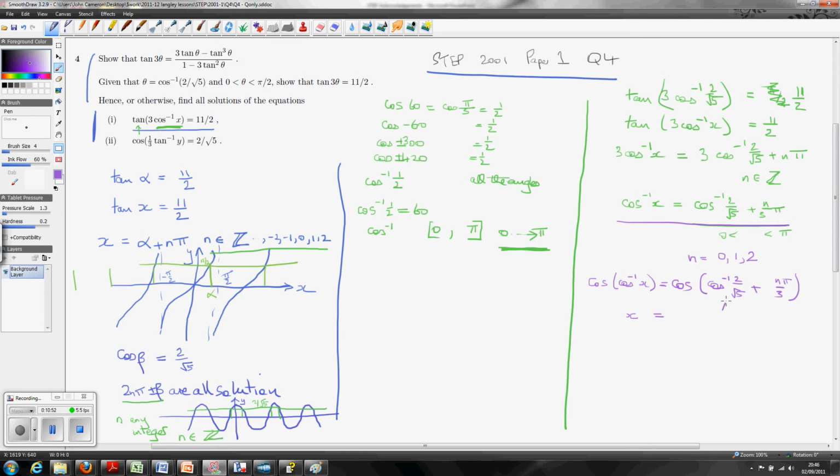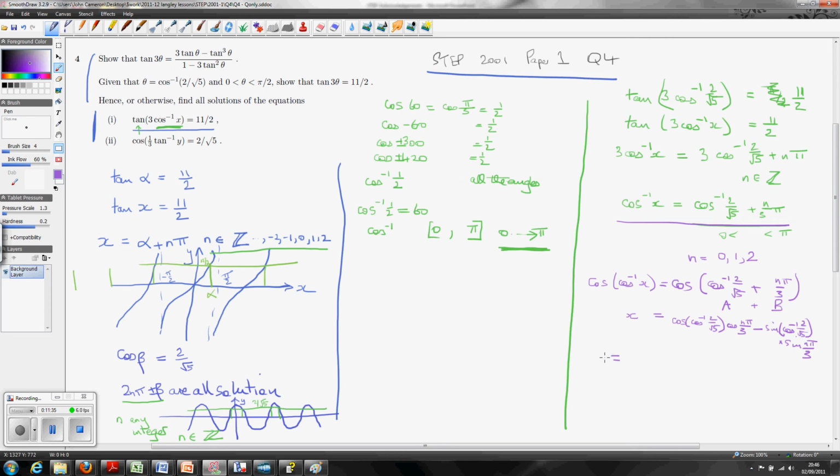And cosine of, now this is the sum of two angles, a plus b. Cosine of a plus b is cos a cos b minus sine a sine b. So I'm going to write that out here. Cosine of cosine to the minus 1 of 2 over root 5, cosine n pi over 3, minus sine of this angle here, a, which is cosine to the minus 1 of 2 over root 5, times sine of n pi over 3.